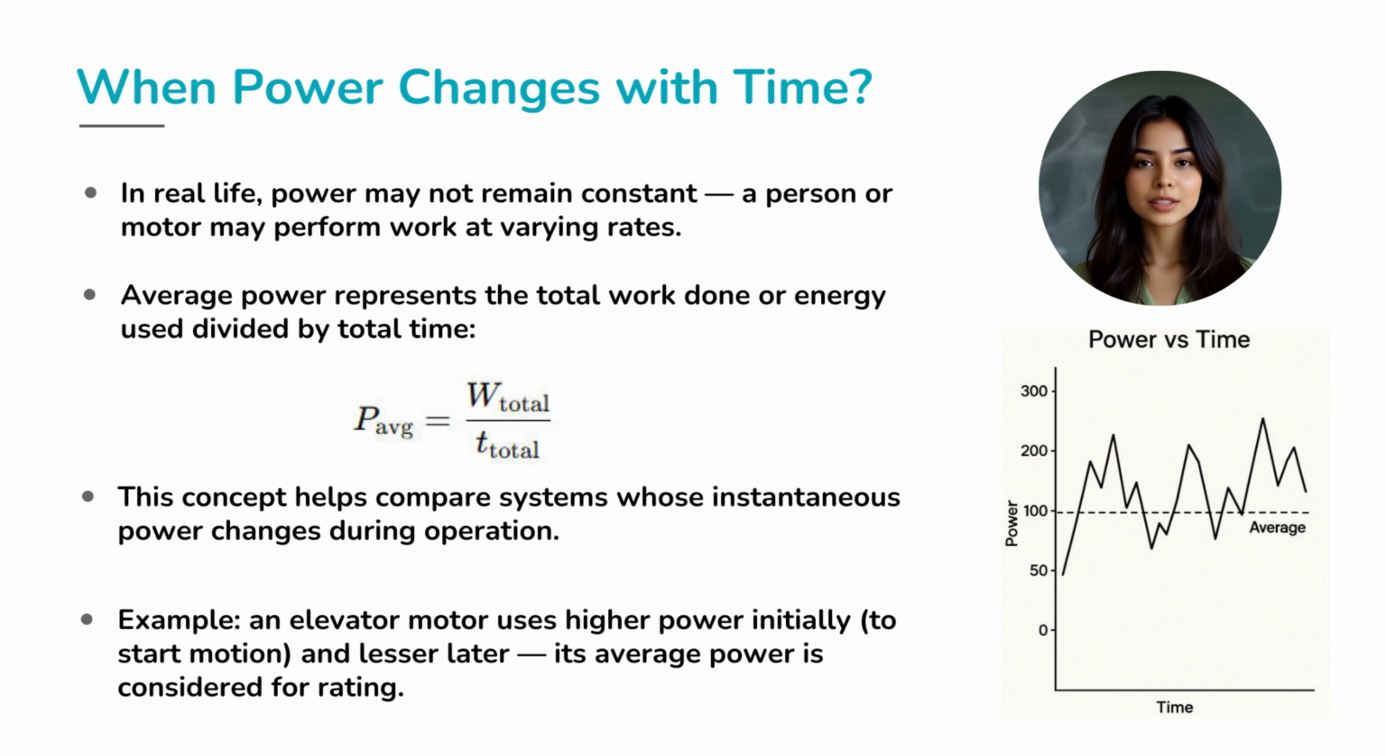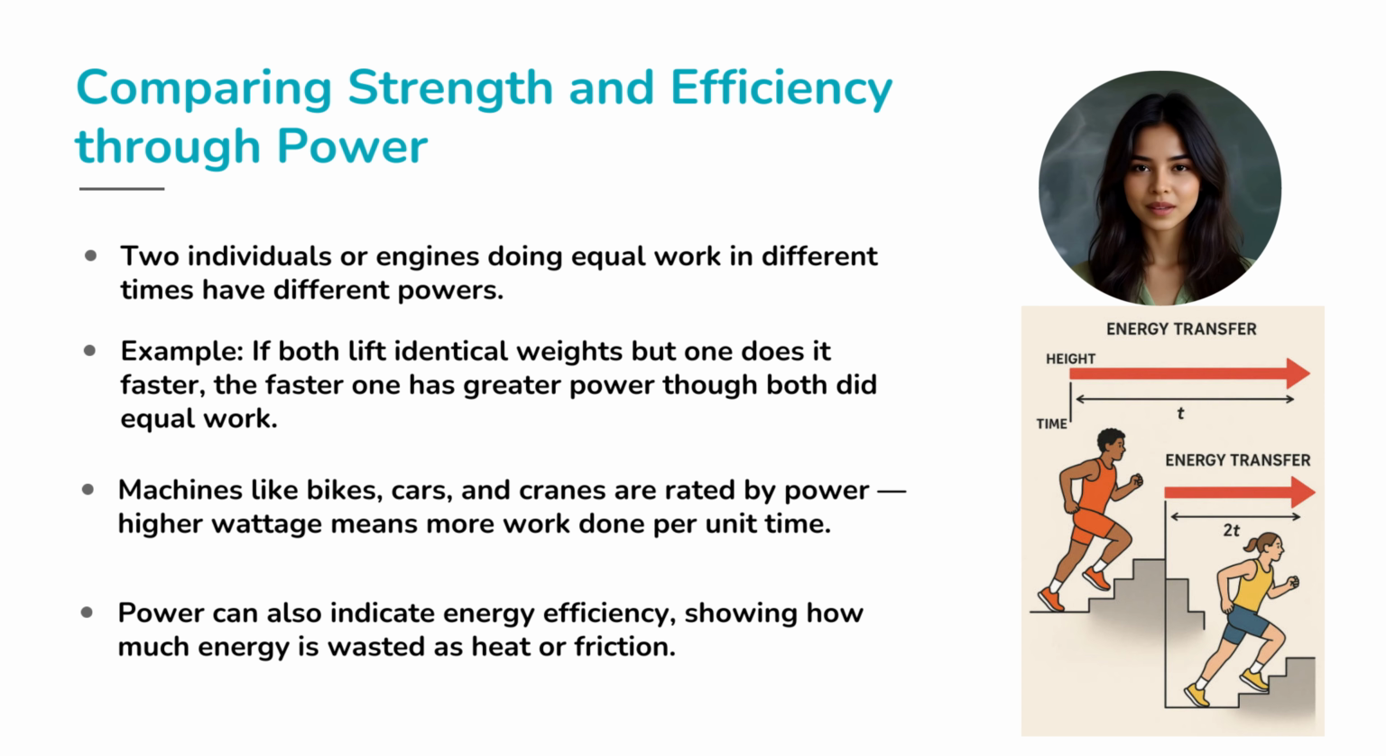Think about it like this. An elevator motor might need extra power to start lifting, but once it's running smoothly, it needs less. We don't keep track of every tiny variation, we just measure how much total energy it used in total time. That's its average power. So average power gives us the true picture of performance when power output keeps changing with time.